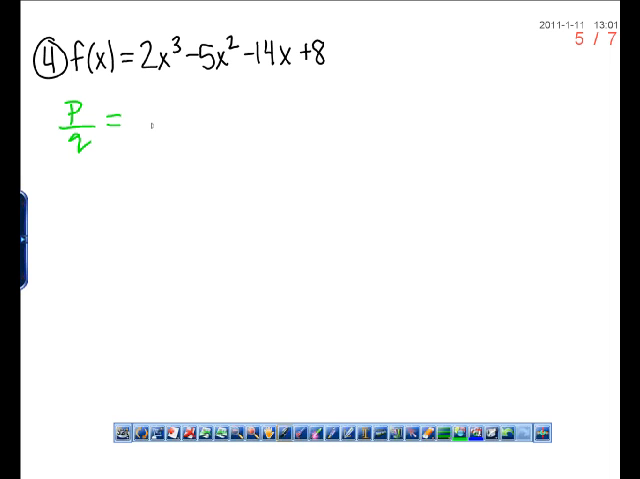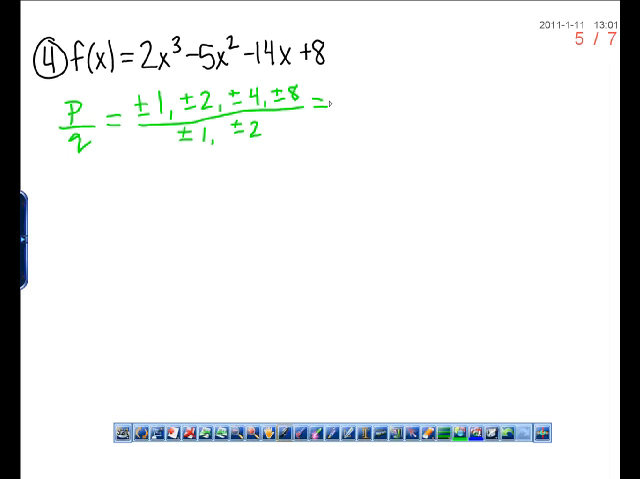So P stands for my possible factors of what? Constant. So what are the possible factors of 8? Plus or minus 2, plus or minus 4, plus or minus 1, and plus or minus 8. Over Q, which are the possible factors of the leading coefficient, which is 2. Plus or minus 1, plus or minus 2. Good.